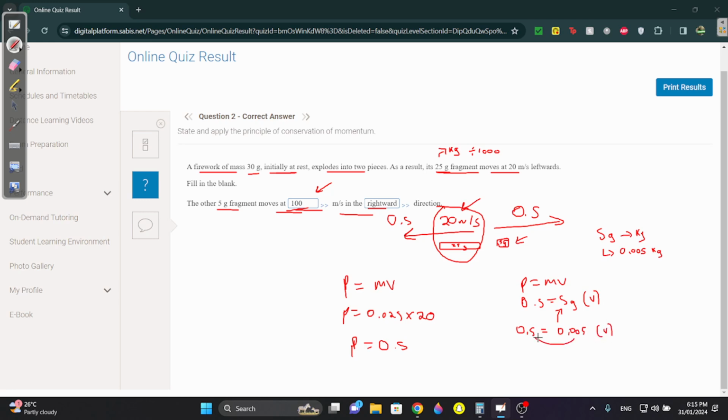How do you find V? You take 0.05 to the other side. You get V equals 0.5 over 0.005, which is 100 meters per second. This is how you solve using P equals mv on both sides.